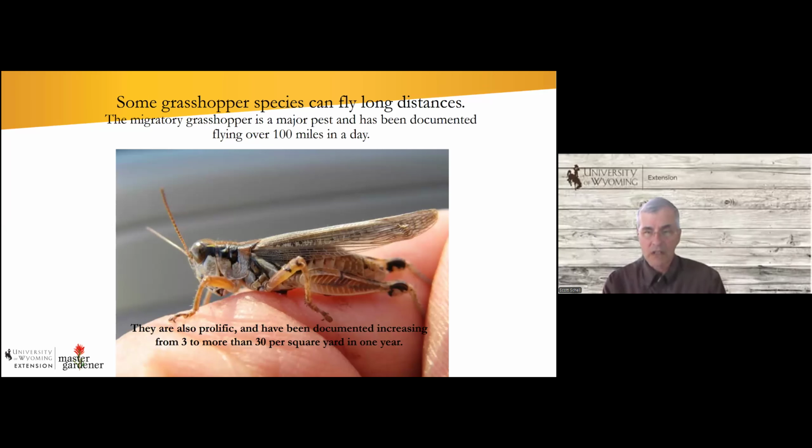Now, the Rocky Mountain locust, which was a relative of this particular one called the migratory grasshopper, was famous for flying long distances. This one has been documented flying over 100 miles a day. This is the migratory grasshopper, Melanoplus sanguinipes. They are also prolific and have been documented increasing from around 3 per square yard to more than 30 per square yard in 1 year. So from one spring to the next, you would have that increase. And so certainly they can be damaging. They're also omnivorous, in that they eat both grasses and forbs and broadleaf plants, so problems.